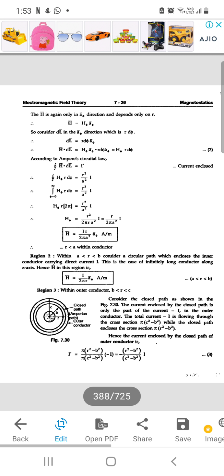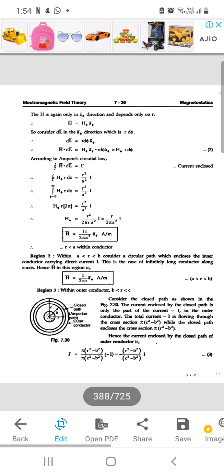As we have discussed, H is only in the a phi direction and depends only on r. So H is equal to H phi a phi, and dl is also in the a phi direction, which is r d phi. So dl is equal to r d phi a phi. By taking H dot dl again, we will get the same answer as earlier, which is H phi r d phi. According to Ampere's circuital law, you equate the line integral of H dot dl to the current enclosed by the path, which is I dash.